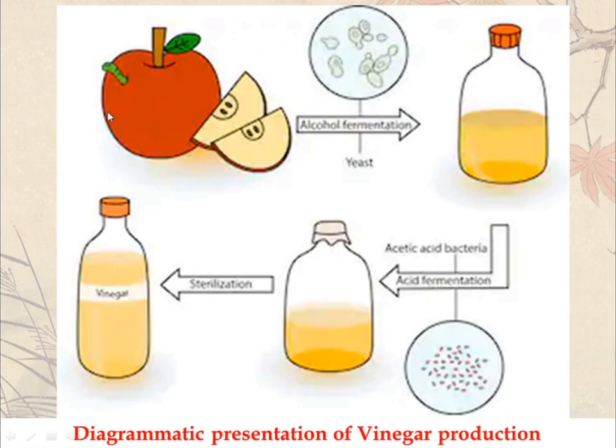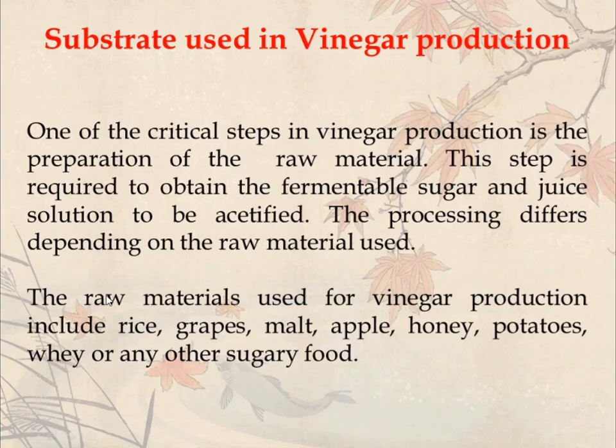Suppose as a raw material we have selected apple, and this apple juice is alcoholically fermented by the addition of yeast. Then after the formation of ethanol, there is addition of acetic acid bacteria, that is Acetobacter, which leads to acid fermentation under aerobic conditions, and acetic acid or vinegar is produced, which is sterilized and preserved for further use. Now we will get into the detail of vinegar production.